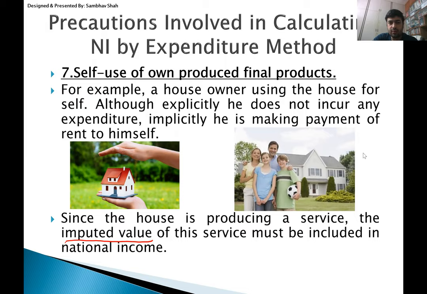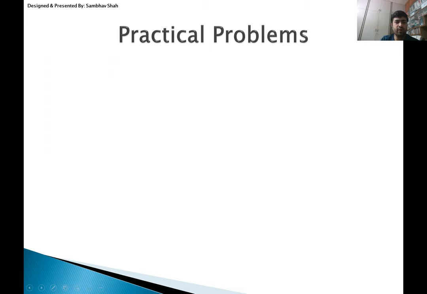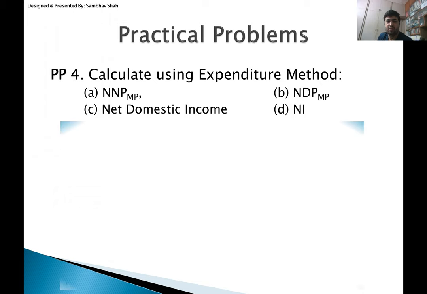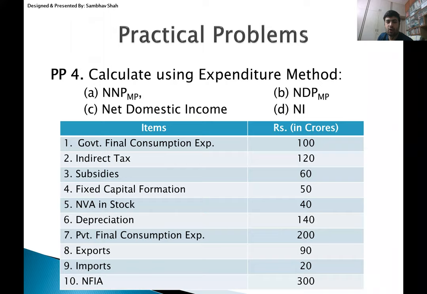I think we have done 3 practical problems so far. So that will be practical problem 4. Calculate using expenditure method: NNP at MP, NDP at MP, net domestic income, NNI. I'm giving you 5-6 minutes to solve this sum. Once you've done it, you just raise your hand.